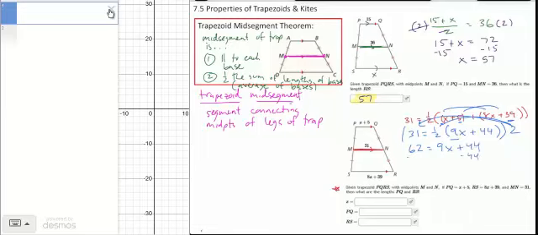Go ahead and solve the resulting equation here. If I subtract 44 from both sides and divide by 9, I get my x value to be 2. That's one of my answers, right? It's asking me what is the x. And once I have the x, it's then asking me what's PQ. So PQ is 2 plus 5, or 7.